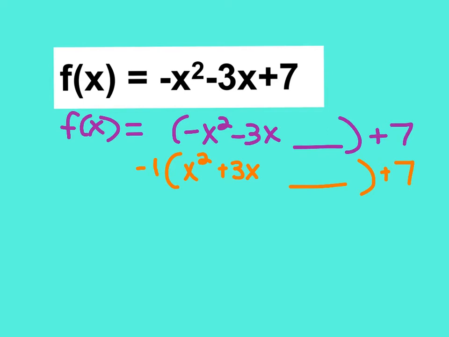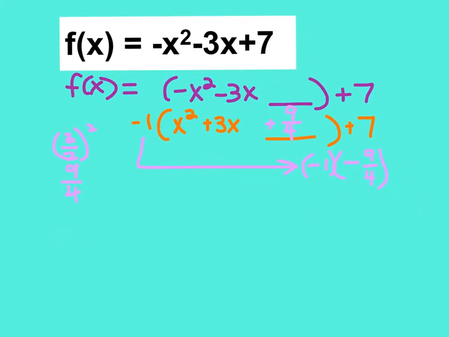Now I need to find what goes in that space. So I take the 3, divide it by 2, square it. Again, it's 9/4. I'm going to add that here. And I would normally subtract it from the 7. But because I took a negative 1 out, I have to multiply that negative 1 by the 9/4 first. What happens? It becomes positive. So this time I'm actually going to add 9/4 to the 7 instead of subtracting it.